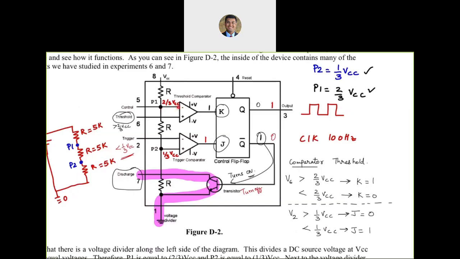One comparator has a fixed voltage, 2/3 VCC. The other has a fixed voltage, 1/3 VCC. And pins 2 and 6 are some input voltages. We are calling them threshold and trigger input voltages that could change over time. Questions about the internal circuitry of the 555?